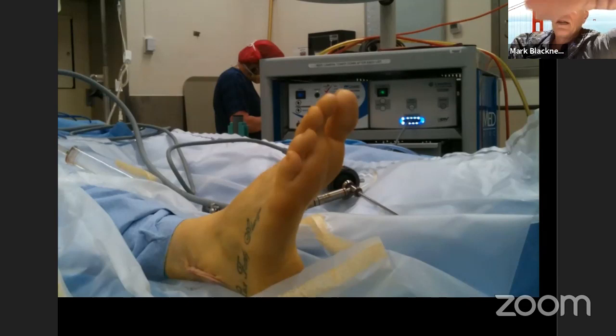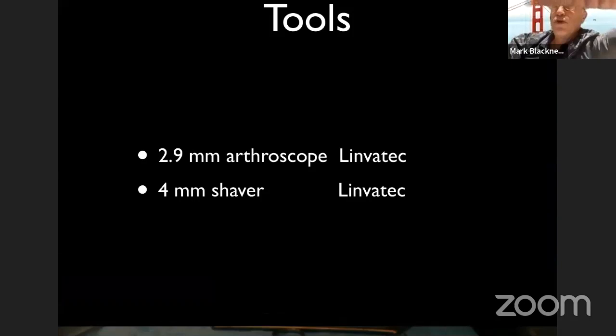So as far as tools, I usually use a 2.9 millimeter arthroscope, although it does come in a 4 millimeter cannula. So it's a standard size, and that is adequate for most things. But sometimes if you feel safer with a smaller arthroscope, it's a very good decision. And usually a 4 millimeter shaver is sufficient in the ankle. You don't want to go too much bigger, like in a knee.